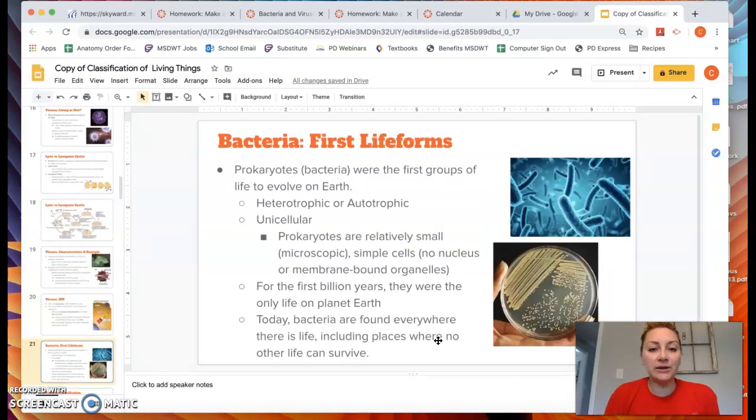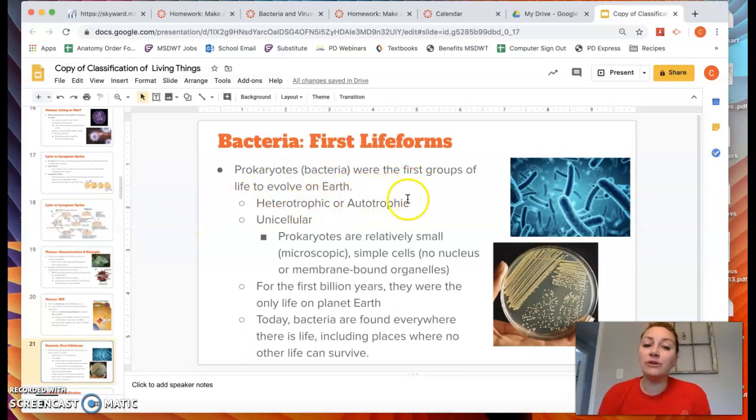Then we get to bacteria. We know that these were the first life forms. Prokaryotes, remember pro meaning before, karyote referring to the nucleus, so before a true nucleus, versus eukaryote, EU meaning true.